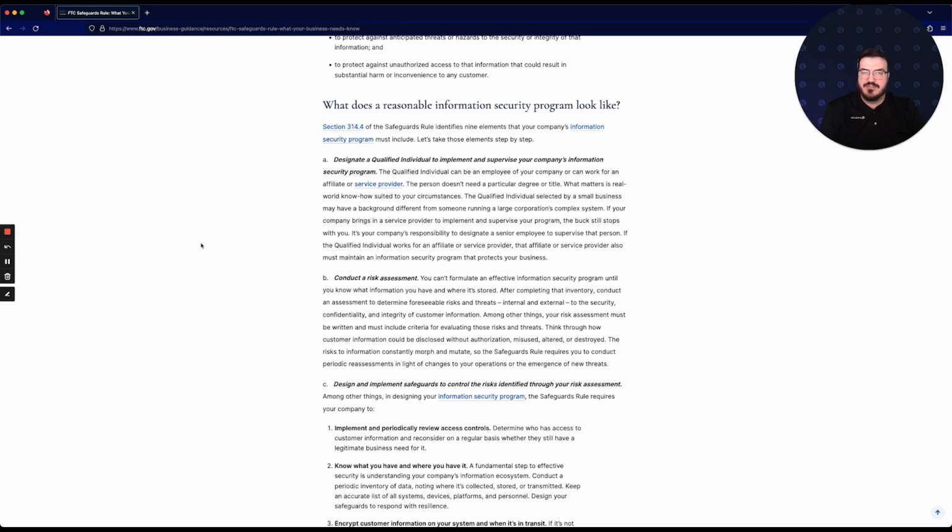The next one is you have to conduct a risk assessment. You can't know where to go if you don't know where you're starting. So this really helps you establish a baseline. What do we have in place and where are our gaps or where's the risk? So the first thing you have to do is understand what your current disposition is and then chart the path forward.